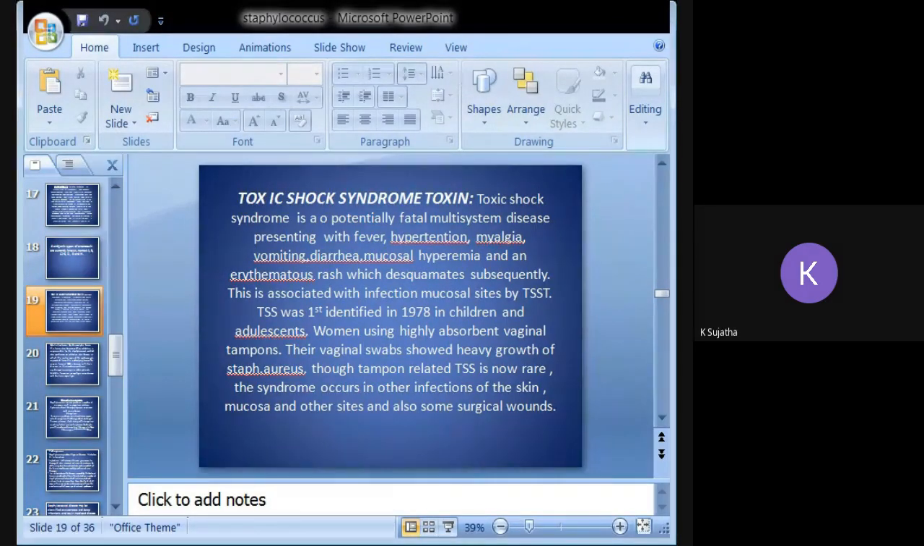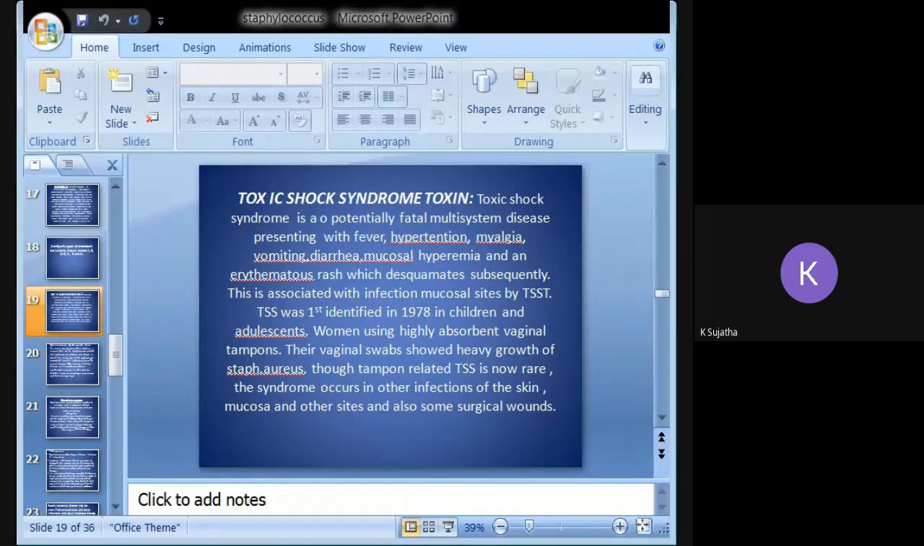Next, another one: toxic shock syndrome toxin. This is a multi-toxin. If the toxin is associated with the cytolytic toxins, it causes erythematous rashes and hyperemia, edema, and pus infections also. If this toxin is associated with the enterotoxin, it causes vomiting and diarrhea, myalgia, and fever also. So totally this is called food poisoning.